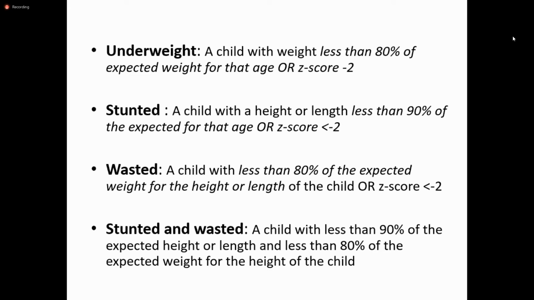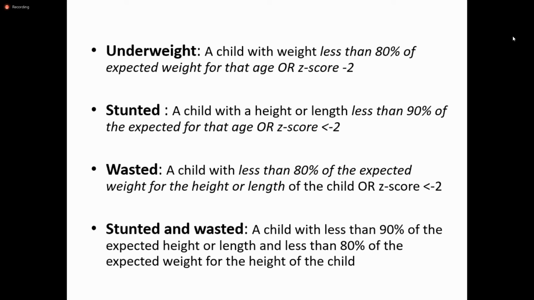Now, certain terminologies we should be familiar with, like underweight. This means a child whose weight is less than 80% of expected weight for that age, or Z score less than -2. Sorry, there is no less than in the slide, this is a typo error. There should be less than -2. The expected weight or Z score can be calculated from the growth chart. I will not be able to discuss it right now; it will be discussed in detail in your clinical postings.